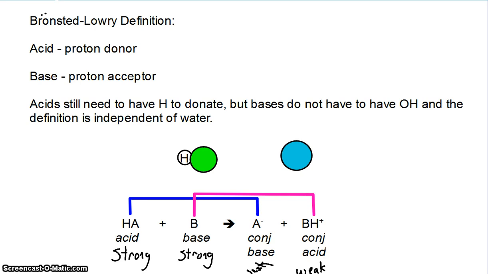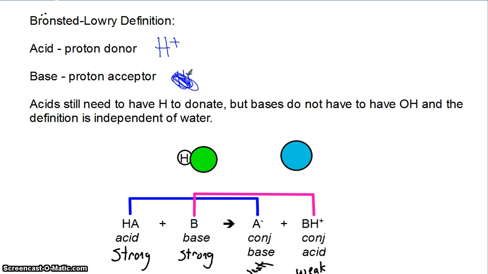There's a different way of defining acids and bases, and that's using the Bronsted-Lowry definition. Instead of looking at what happens when you put them in water, because let's face it, not all reactions happen in water, we now say an acid is a proton donor, and a proton is an H+. When I say proton, I mean H+. And a base is a proton acceptor.